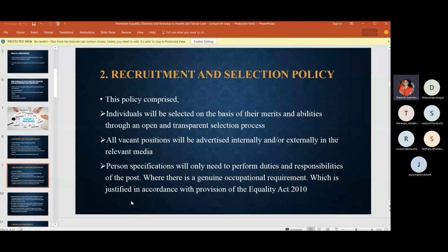Individuals will be selected on the basis of their merits and abilities through an open and transparent selection process. Yes, whatever the institution, all the candidates should be selected based on their merits and abilities, what their qualification is, and the selection process should be open and transparent.